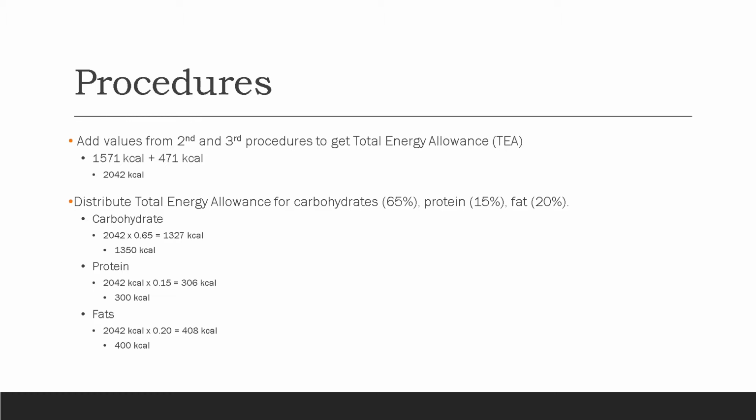1,327 kilocalories. You want to round this to the nearest 50, which will end up being 1,350 kilocalories. And for protein, you want to take the 2,042 kilocalories and multiply it by 0.15 or 15%. You'll end up getting 306 kilocalories, and rounding it to the nearest 50, you'll end up getting 300 kilocalories. Lastly, for fats, you want to take 2,042 kilocalories and multiply it by 0.2 or 20%, and you'll end up getting 408. With this, you want to round to the nearest 50, and you'll end up getting 400 kilocalories.